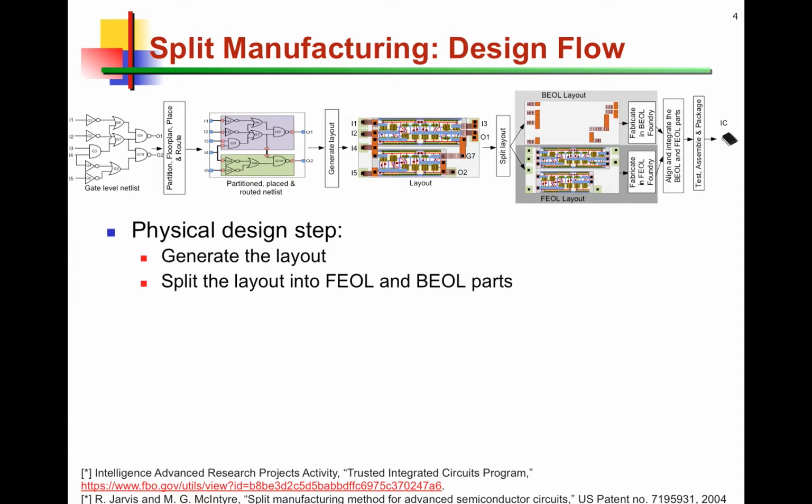So for such an idea, the flow needs to be modified a little bit. Everything up until the generation of the layout can remain the same because we're producing the same layout, but once the layout is ready to be sent to fabrication, that's where the split needs to take place, and the split happens based on the metal layers. So the layout is split based on the BEOL layers and the FEOL layers, and the two split pieces of the layout are sent to 2 different fabs. The BEOL layers are sent to the BEOL foundry, and the FEOL metal layers are sent to the FEOL foundry.